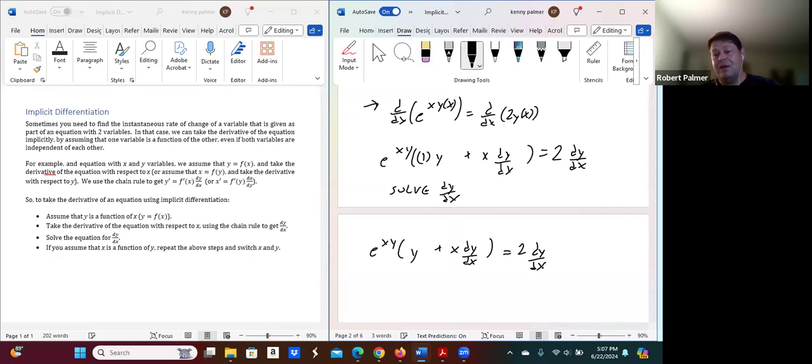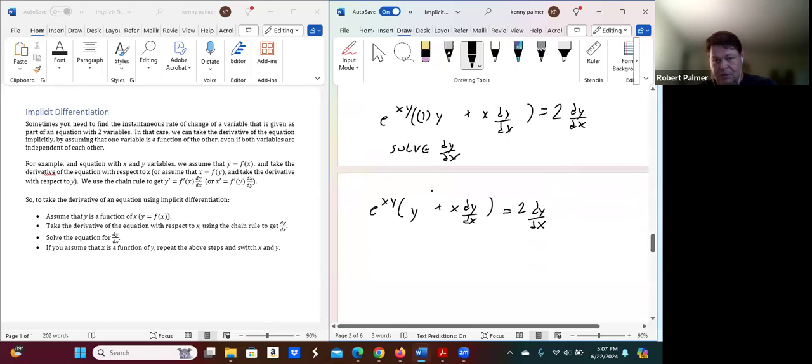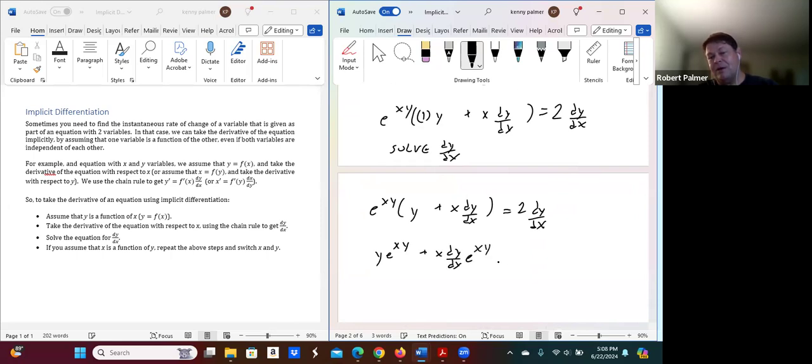And once again, we're solving for dy over dx. We have two of them. What we have to do is get them both on the same side. So we need to distribute, multiply through. Let's distribute the e to the xy here. So if we multiply it by here, this is going to be y times e to the xy plus, and it doesn't matter what order I put this in, x times dy over dx times e to the xy is equal to 2 times dy over dx.